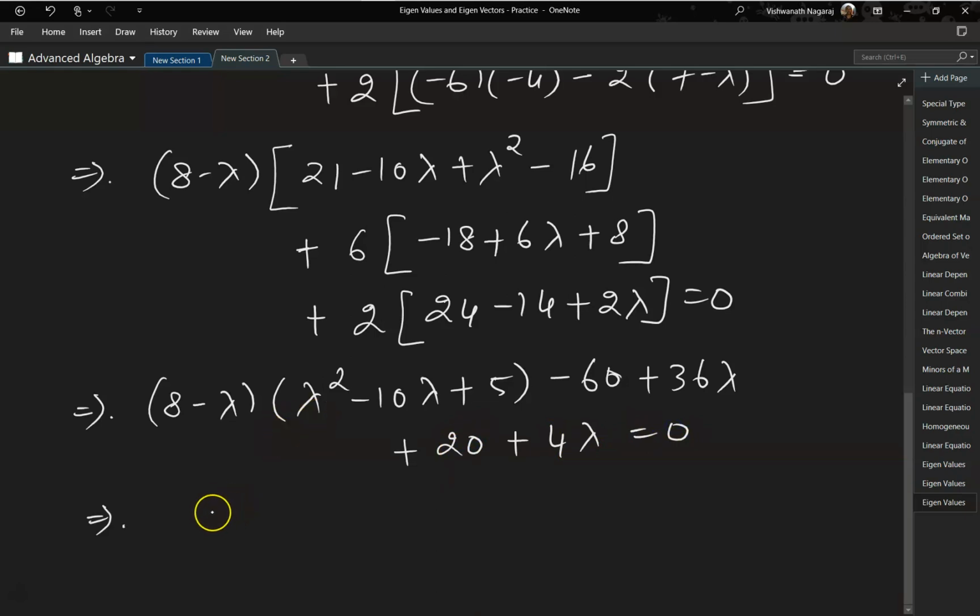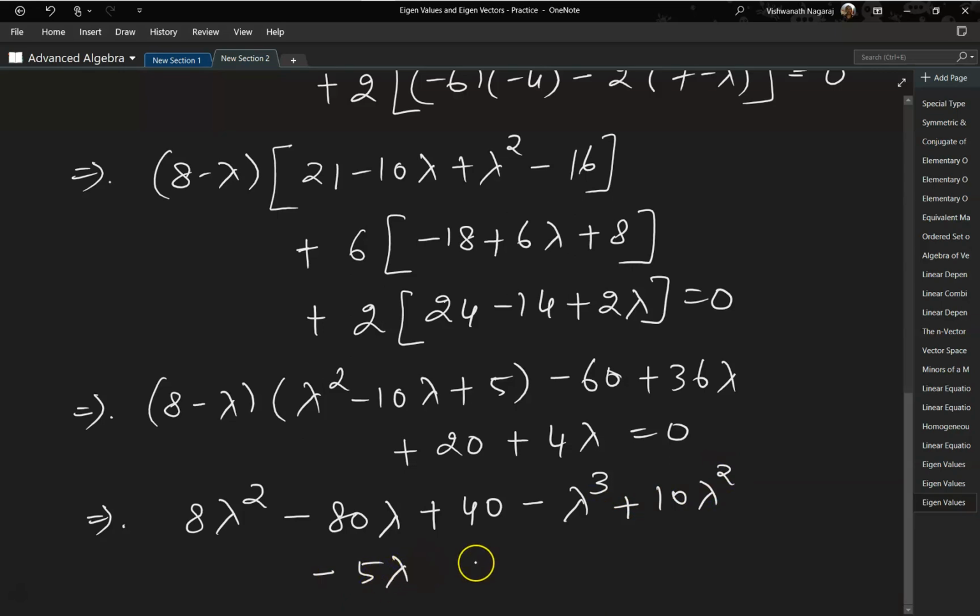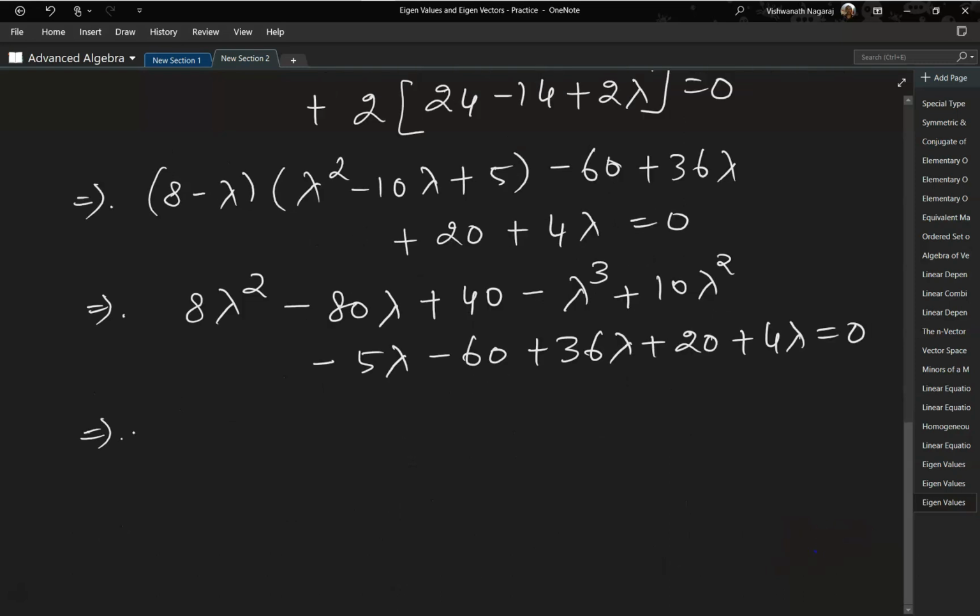Let's multiply this out. 8λ² - 80λ + 40, minus λ³ + 10λ² - 5λ, -60 + 36λ + 20 + 4λ equal to 0. Now let's see how to simplify this. Constants: 40 minus 60 is -20, -20 plus 20 is 0. So the constants go away.